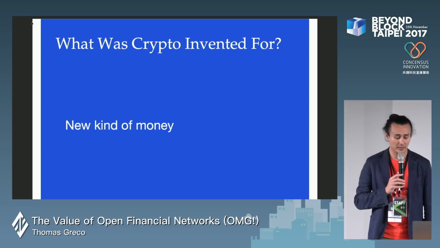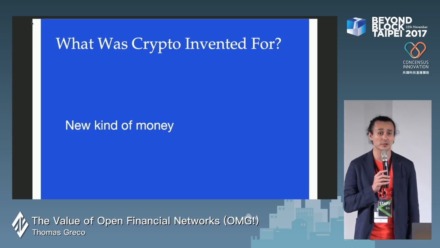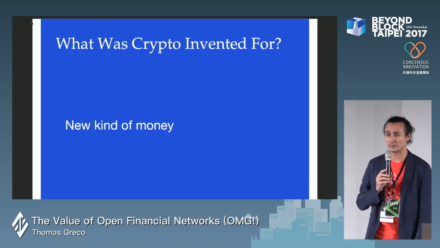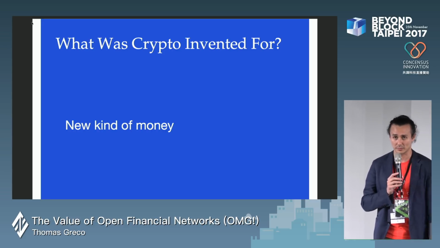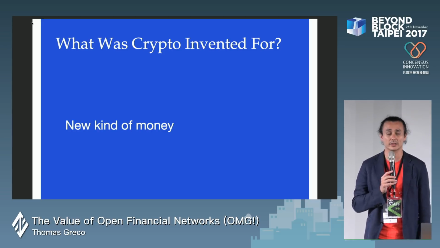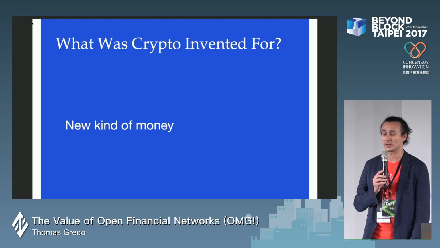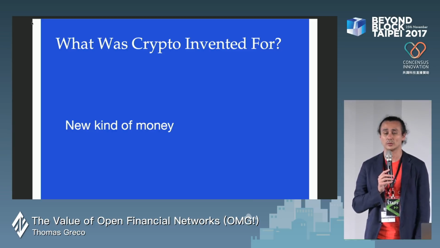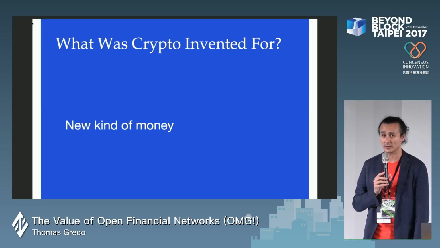So maybe something to think about is, why was crypto invented in the first place? It was a form of money. Bitcoin, 2008, almost 2009. The white paper looked like we had a way to solve the double spending problem. Now we don't need a central authority to make money that people can pay each other.